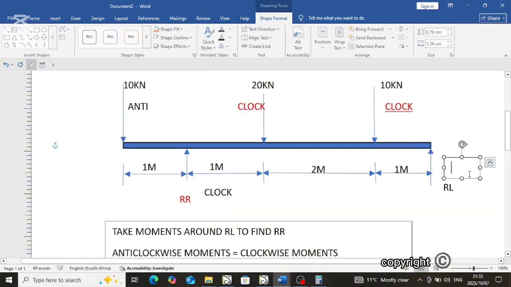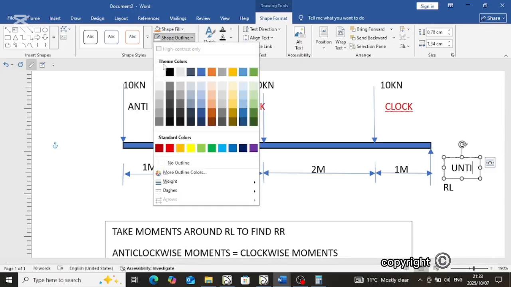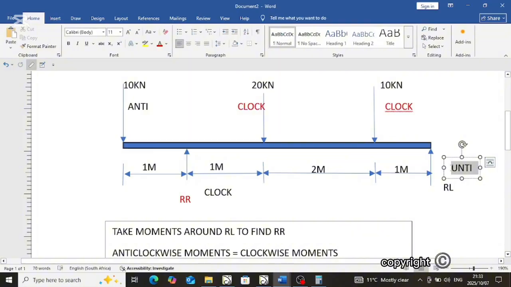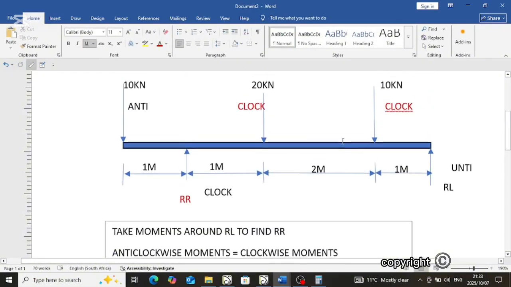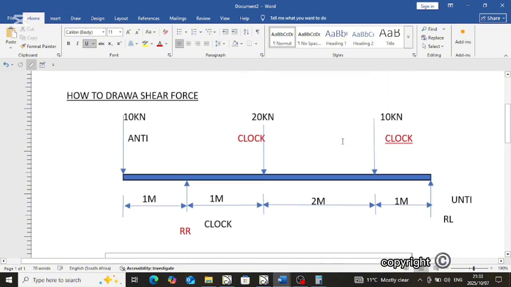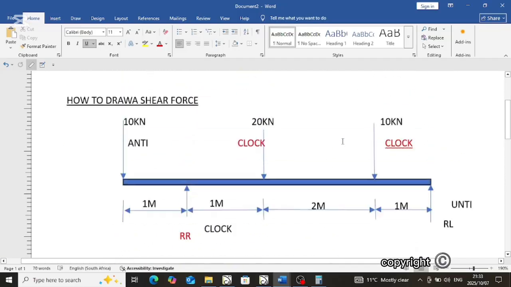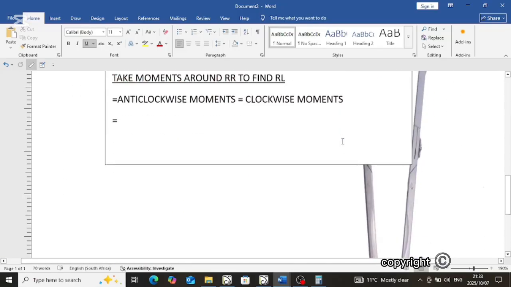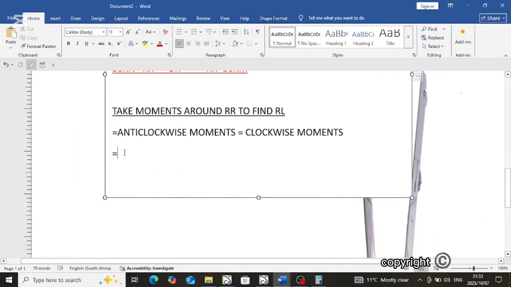So this one is anti, RL, it's anti-clockwise. We're taking moments around RR, so we'll do it in this way. We group them. We write anti-clockwise forces under anti-clockwise moments, and the clockwise forces under clockwise moments. So let's check.